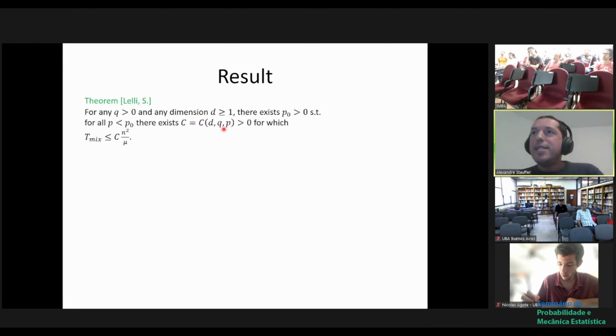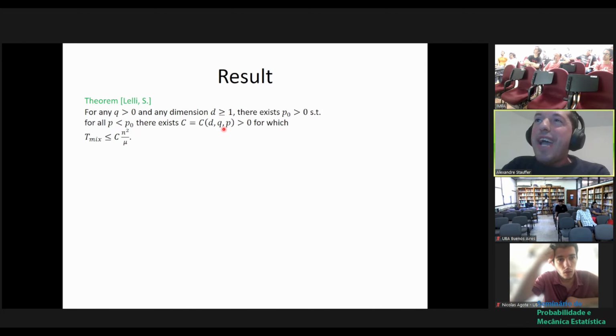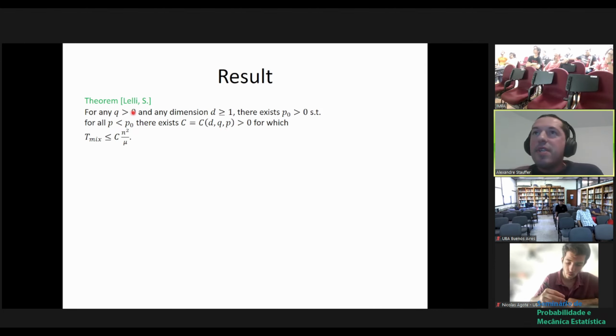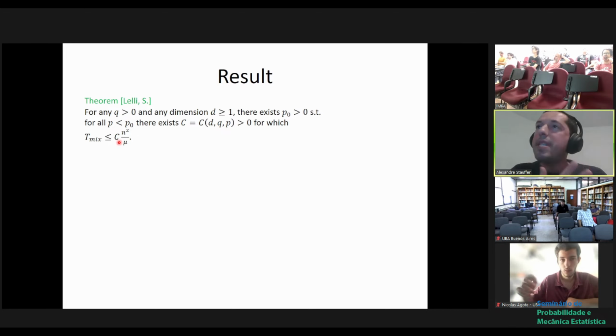It's one of these cases where the results are very unsurprising. We show that for any q positive, it doesn't need to be bigger than 1, and any dimension, if p is small enough, and that's a bit of a difference, then the mixing time is at most a constant over mu. So it's like what we obtained for the subcritical dynamical percolation, but instead of being able to show this for the whole subcritical regime, we require p to be small enough.